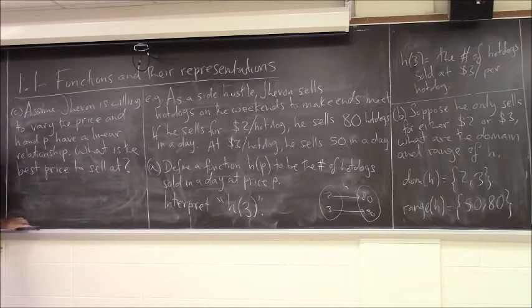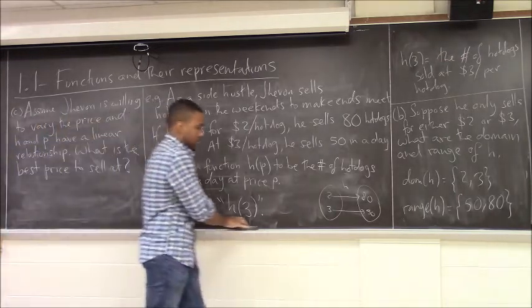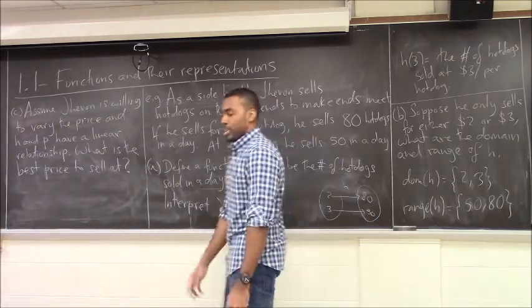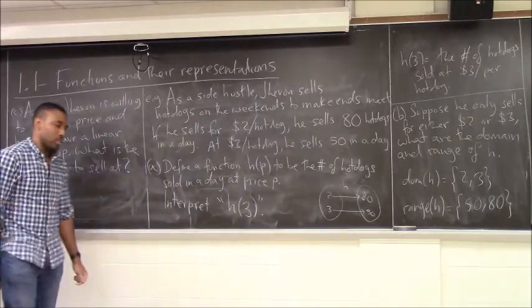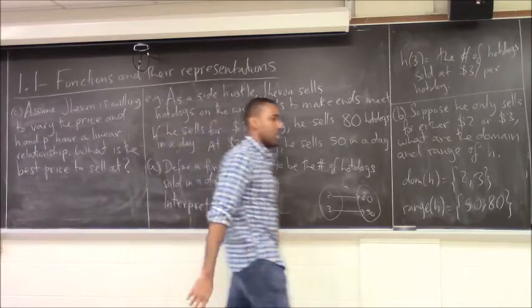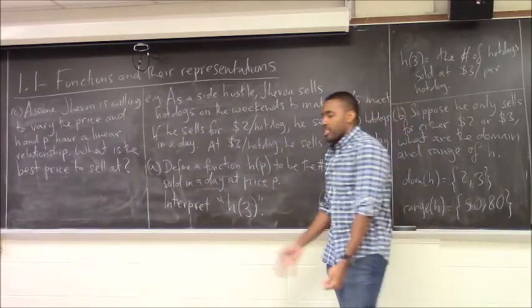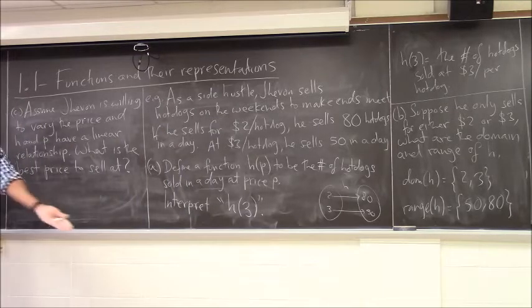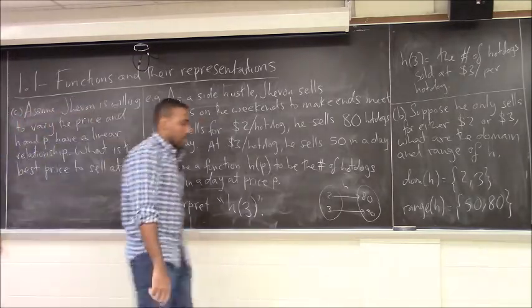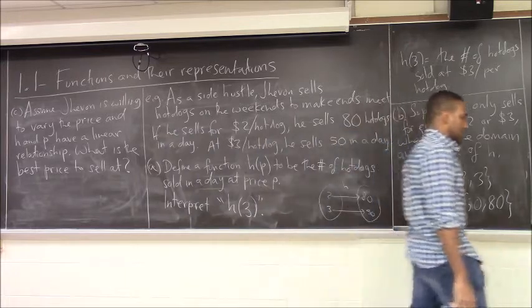Let me describe my dilemma to you. I haven't gotten a lot of sleep because I have to work all weekend. I tell you, I have this hot dog stand on the weekend. I charge $2 and this is how much I sell. I charge $3, this is how much I sell. Are those the best prices? Should I be selling at $2 or $3, or something else probably? Help me out. How should I price my hot dogs?